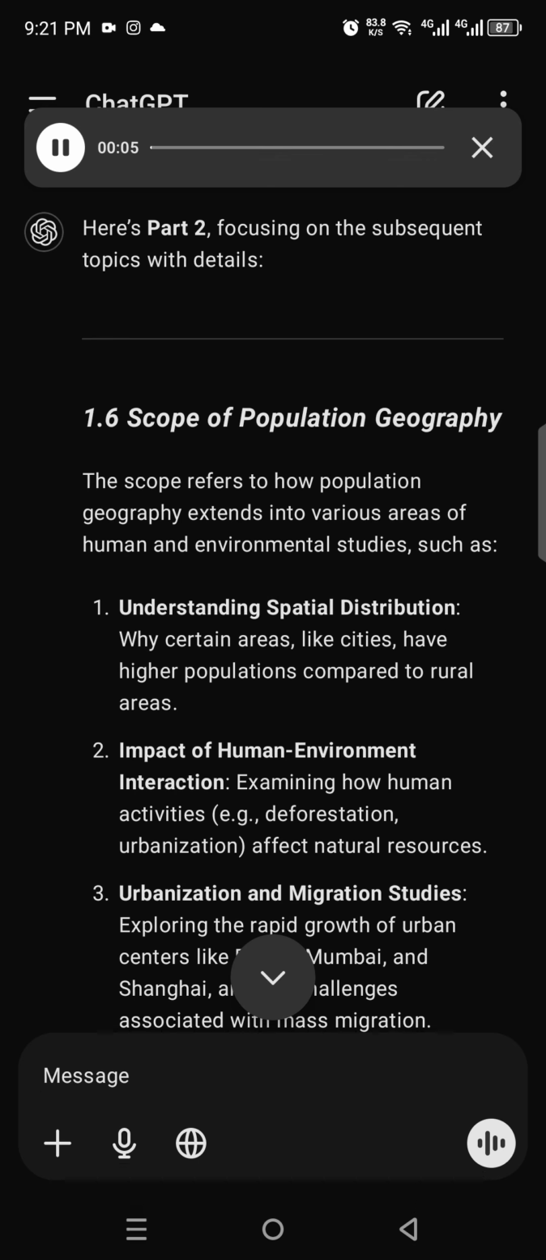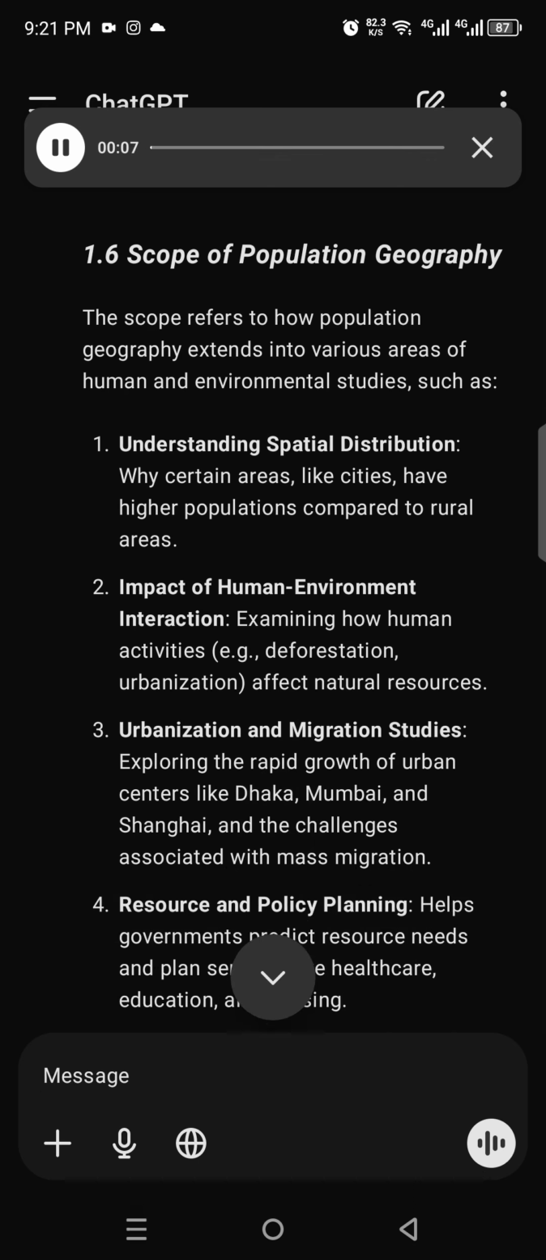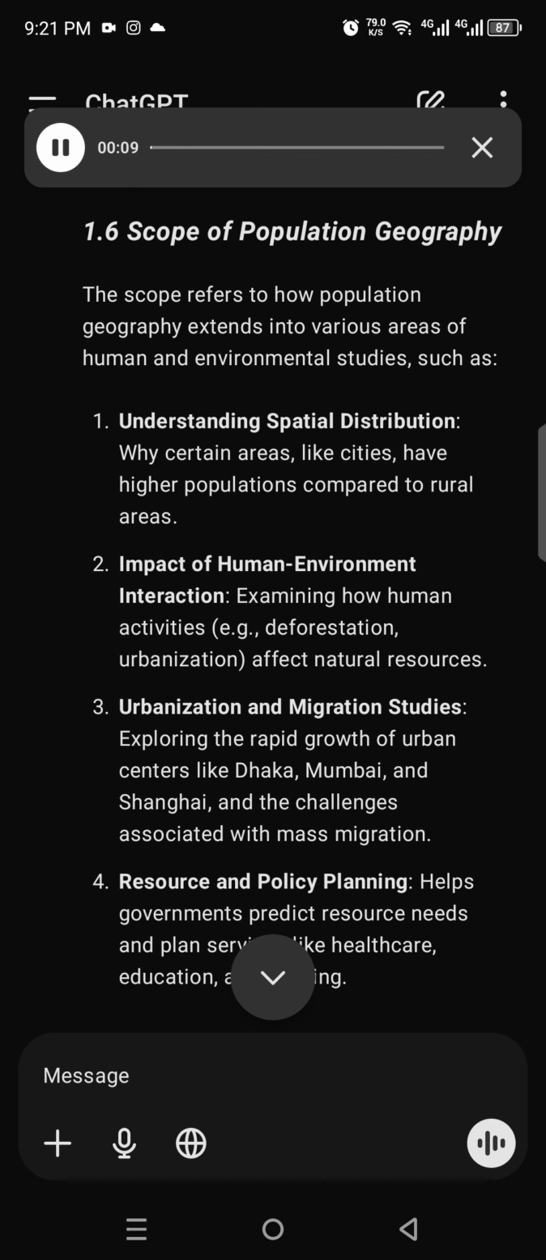1.6 Scope of population geography. The scope refers to how population geography extends into various areas of human and environmental studies, such as 1. Understanding spatial distribution, why certain areas, like cities, have higher populations compared to rural areas. 2. Impact of human-environment interaction, examining how human activities, e.g., deforestation, urbanization, affect natural resources.